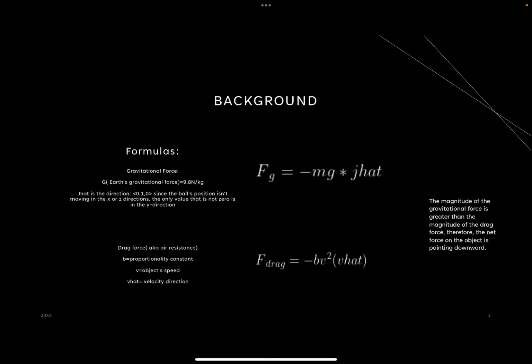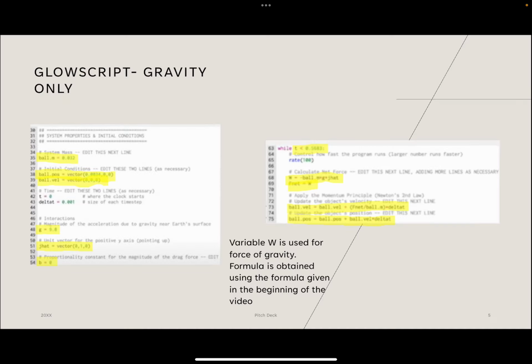Another important formula is the formula for drag. The force of drag equals negative b v squared times v hat. b is the proportionality constant, v is the object's speed, and v hat is the velocity direction. The magnitude of the gravitational force is greater than the magnitude of the drag force. Therefore, the net force acting on the object is pointing downwards, meaning that when the object is dropped from rest, it falls to the ground.